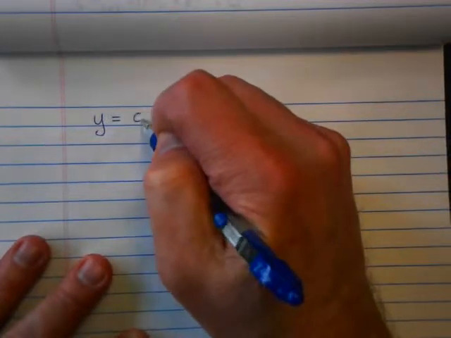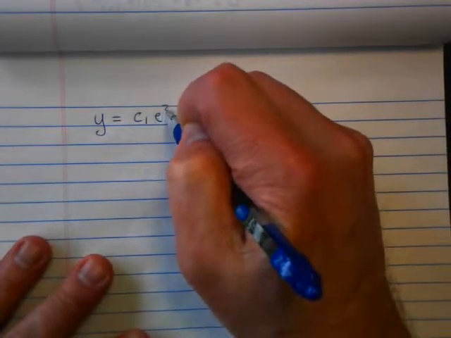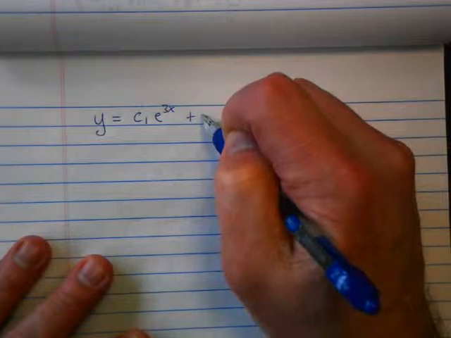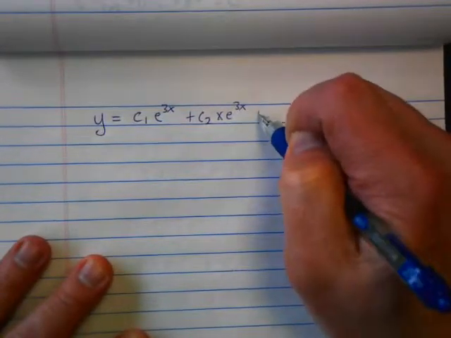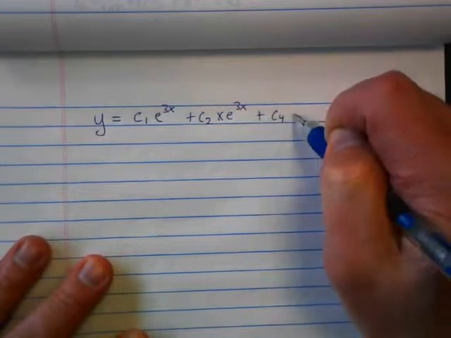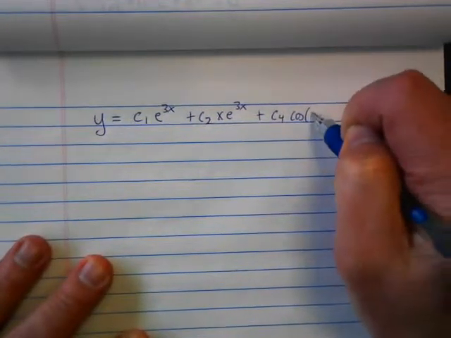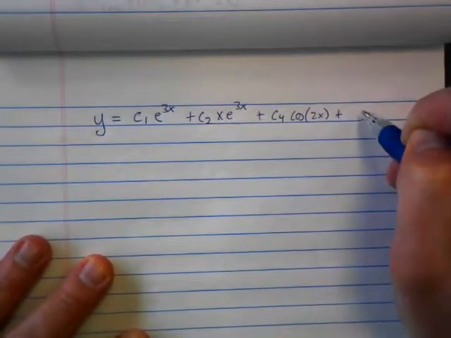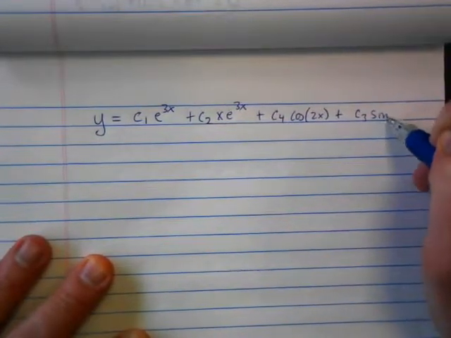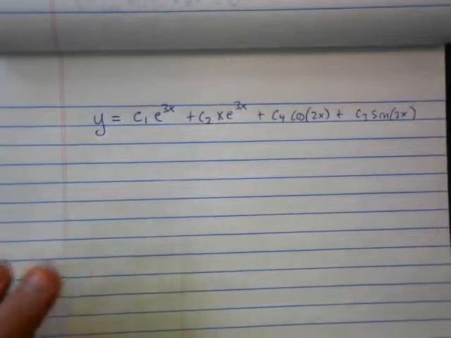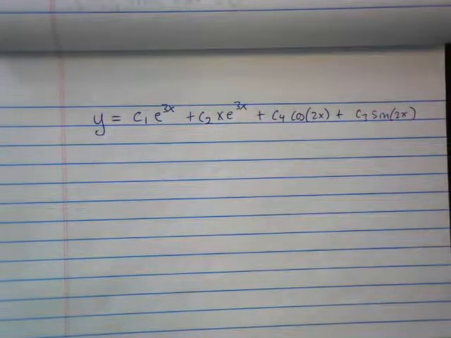So what if the solution is y equals c1 e to the 3x plus c2 x e to the 3x plus c4 cosine 2x plus c3 sine 2x. Apparently I can't go in order with my c's, but that's okay. C1, C2, C4, C3, the order of the C's really doesn't matter.